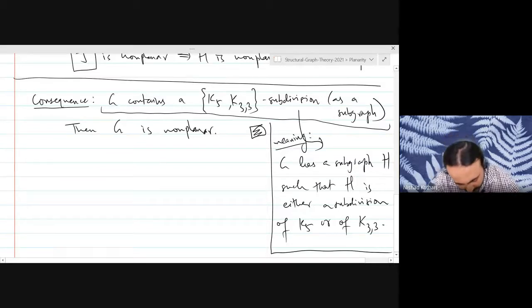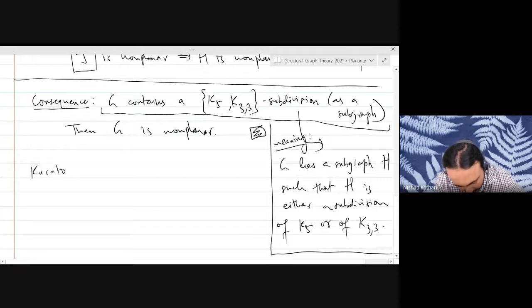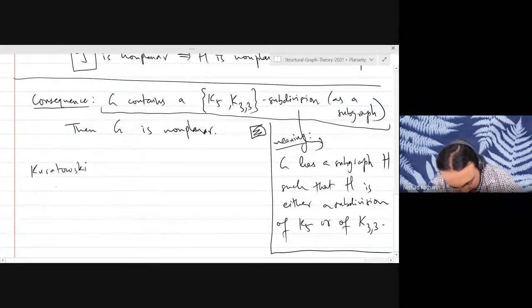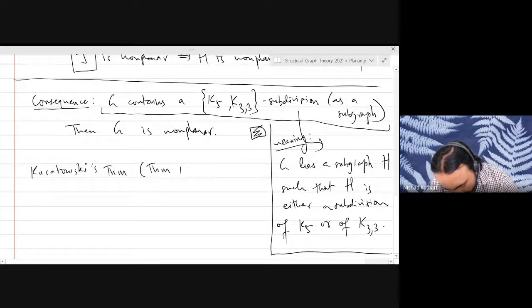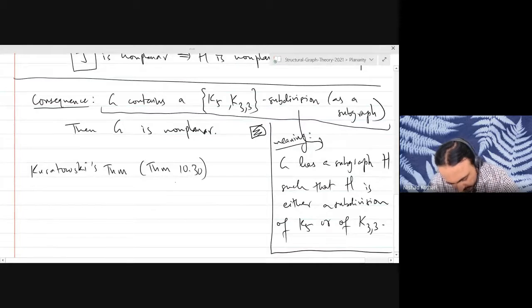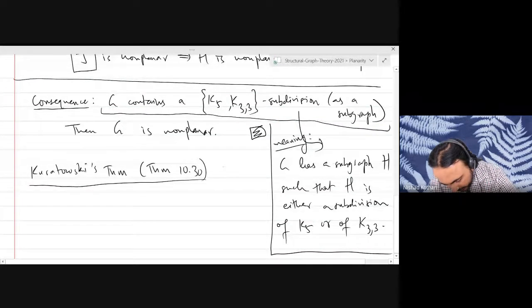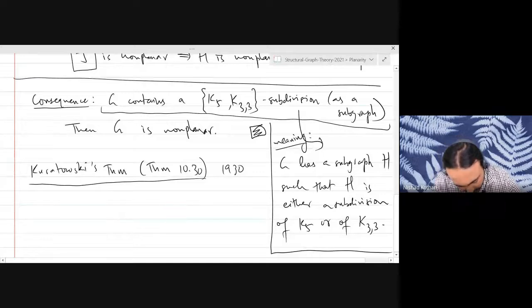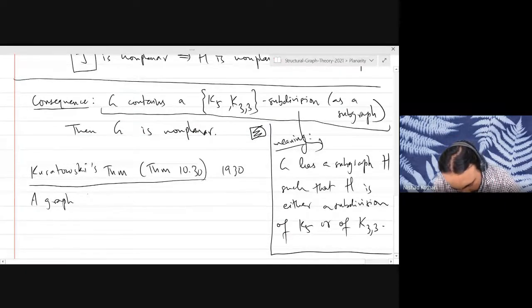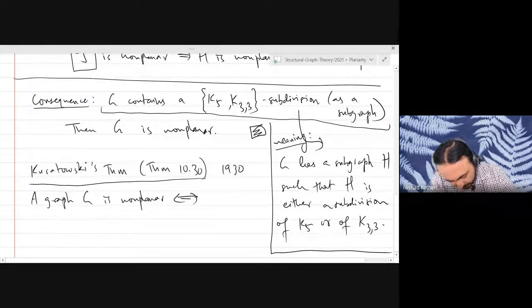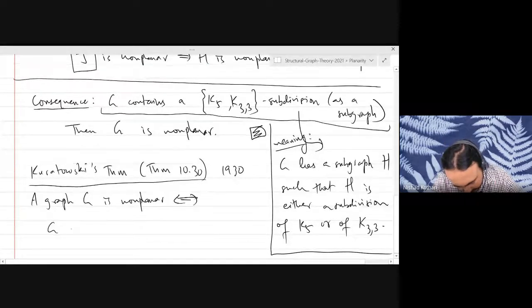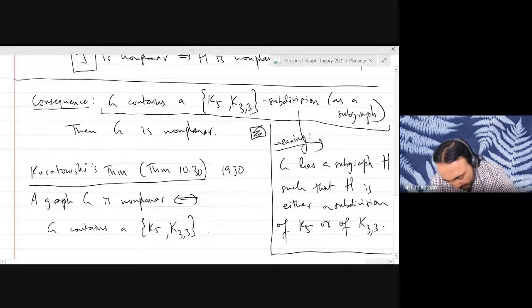That's because in 1930, Kuratowski proved that this is if and only if. So this is Kuratowski's theorem, which is theorem 10.30 in the text. And this is from 1930. A graph G is non-planar if and only if G contains either a subdivision of K5 or a subdivision of K33 as a subgraph.